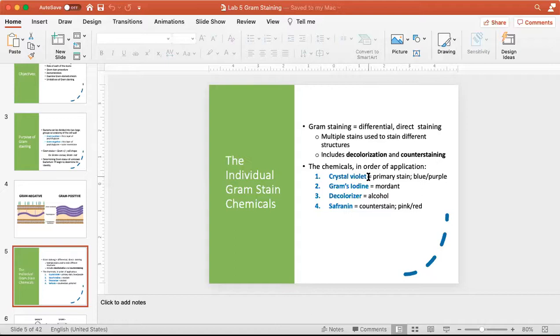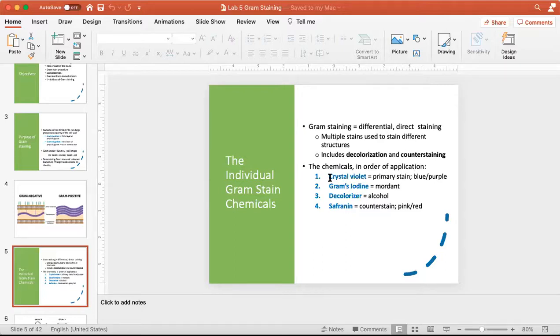We actually saw an image in the simple staining lab of some bacteria that had been stained with crystal violet. Crystal violet can be used as a simple stain, but it is also used as part of gram staining. We consider crystal violet to be the primary stain because this stain is going to stick to the peptidoglycan. It's going to give it a bluish, purplish type of color. And again, we'll see some cells later on that have been stained through gram staining.